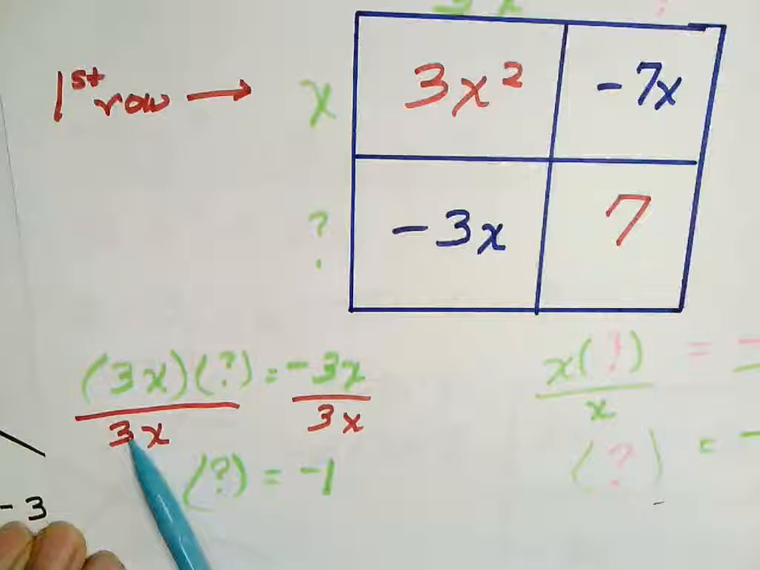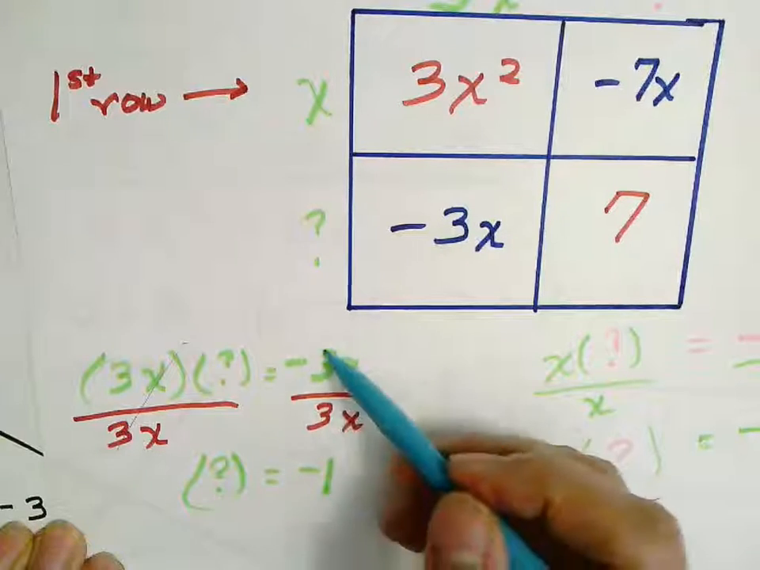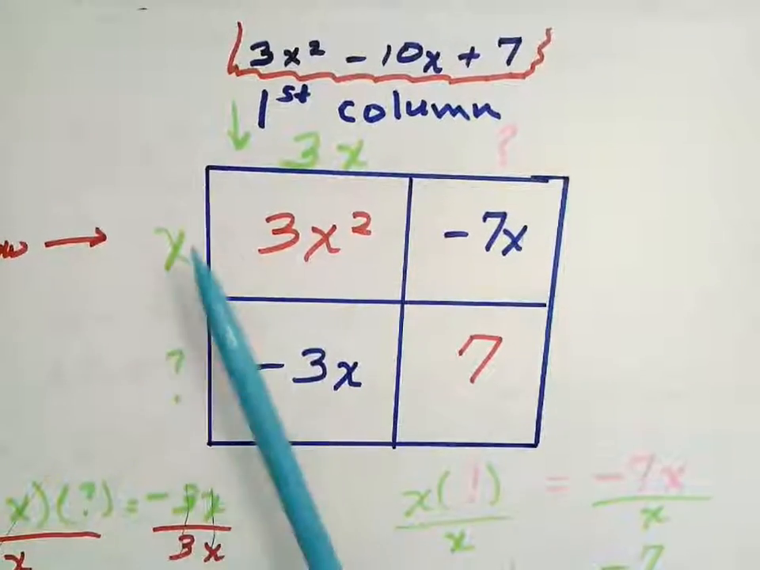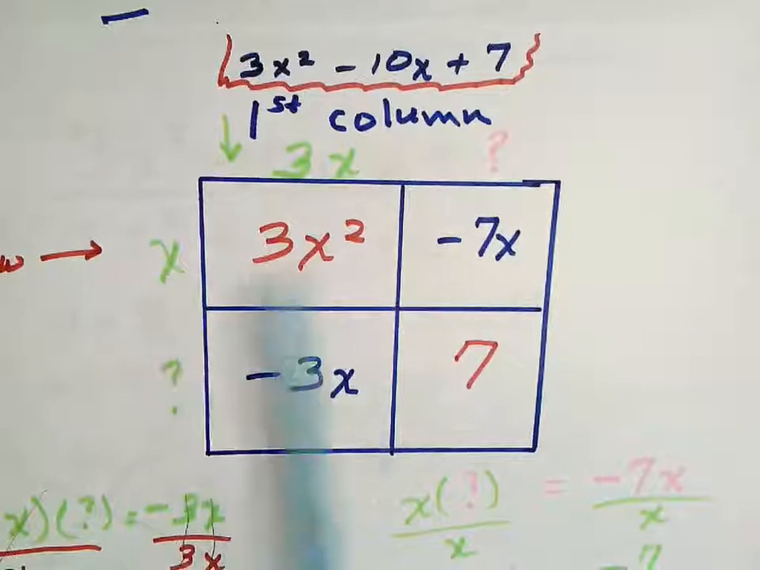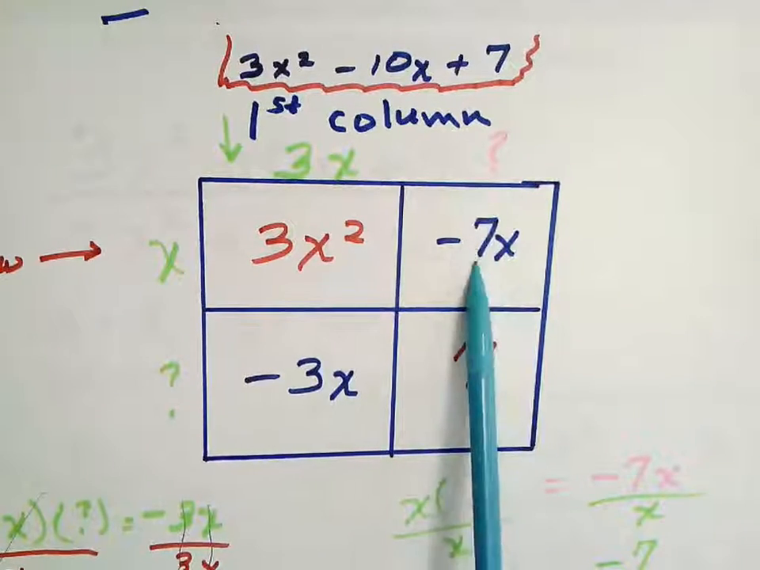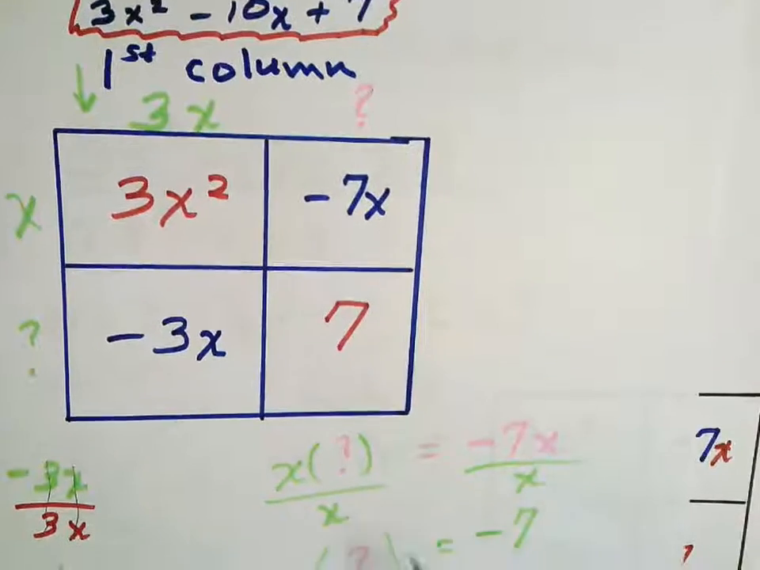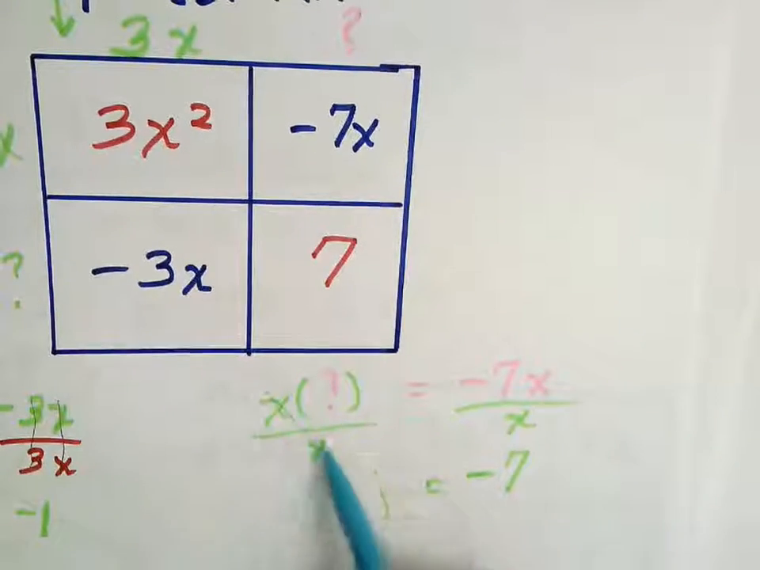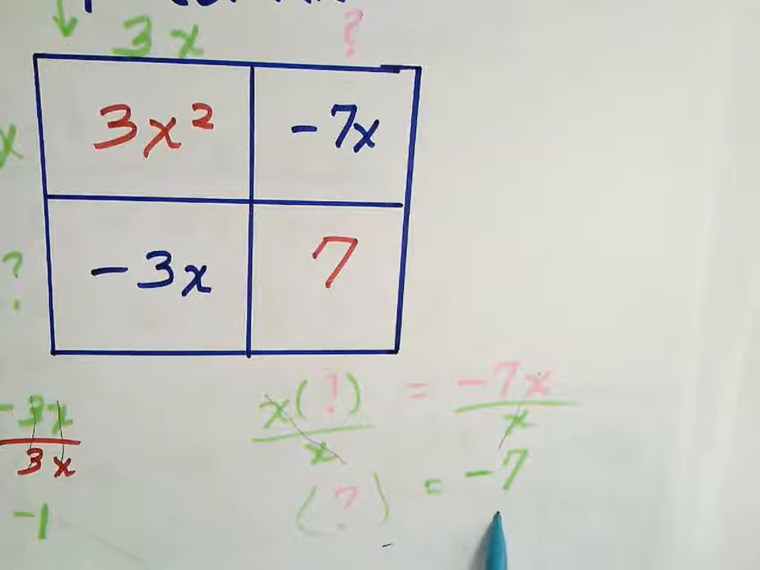If I divide each side by this 3x, you see the 3x's cancel out. And over here, we're just left with a negative 1, because these will cancel out. Then I come back and I said that x times 3x is 3x squared. But x times what gives me a negative 7x? So here I said x times what gives me a negative 7x. I divide each side by x, so these cancel out, and I am left with a negative 7.